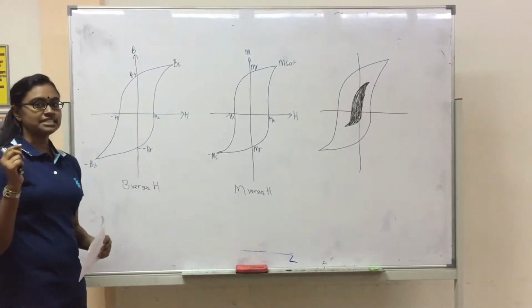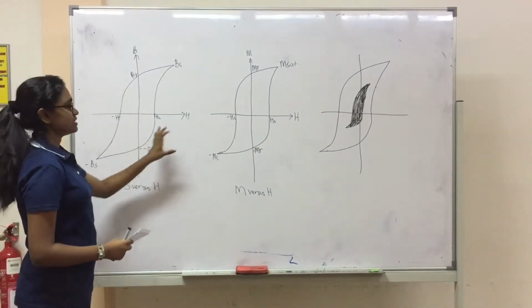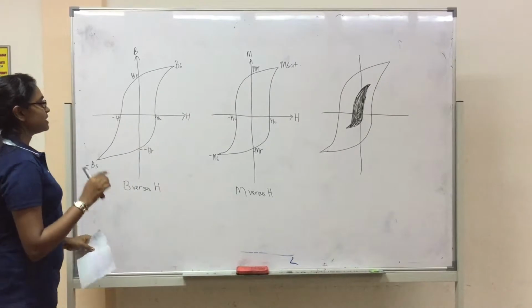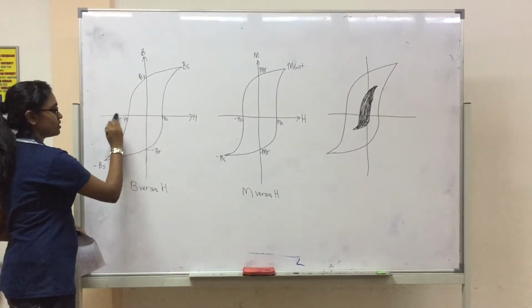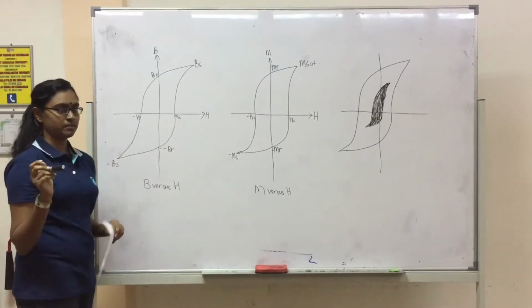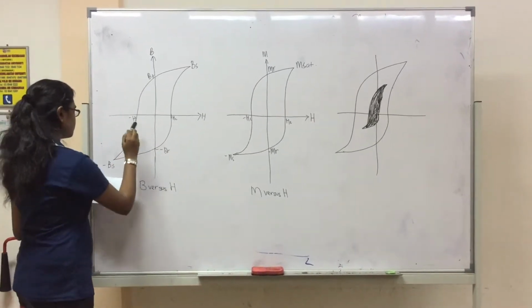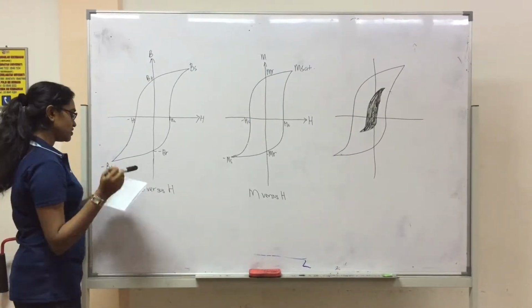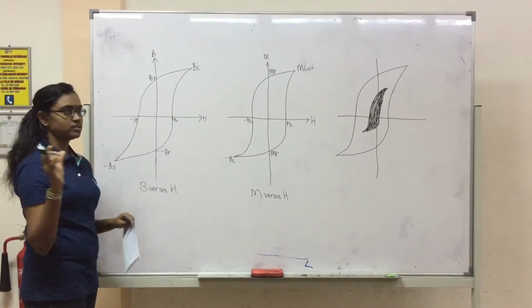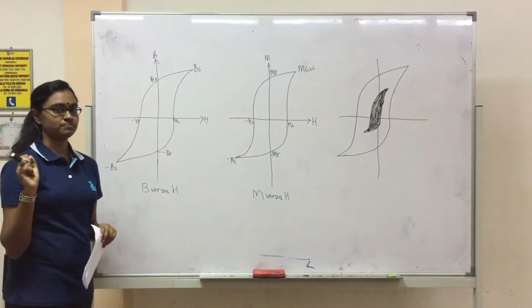The explanation is the same for B versus H. The main thing from the curve is that the coercive field does not remove the magnetization completely. So we need to keep recycling the loop so that it can go to a smaller hysteresis loop value.